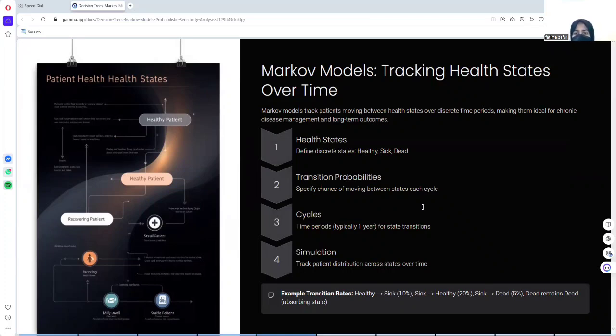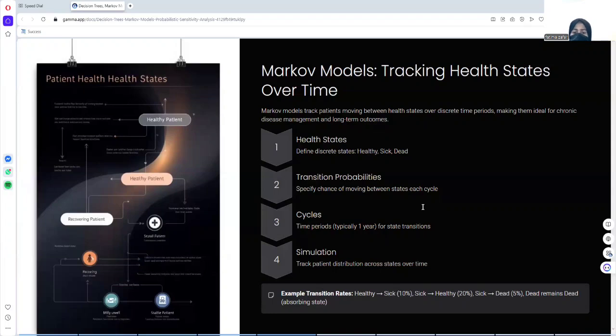This is the health state, the first step. Then transition probability, that is, specify the chance of moving between states each cycle. Then we have cycles, that is the time period, typically 1 year for state transition. Then we have simulation, that is, track the patient distribution across states over time.